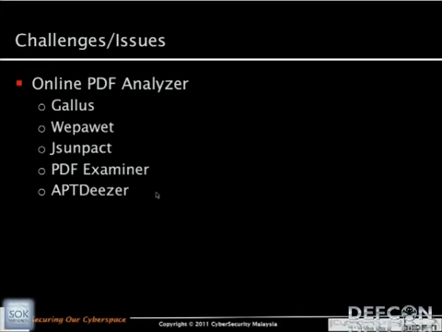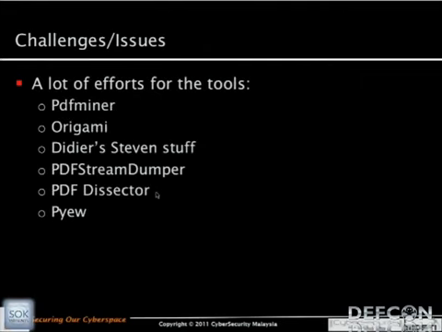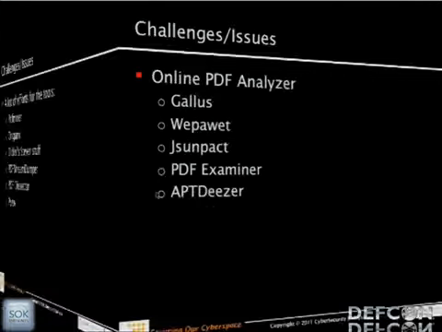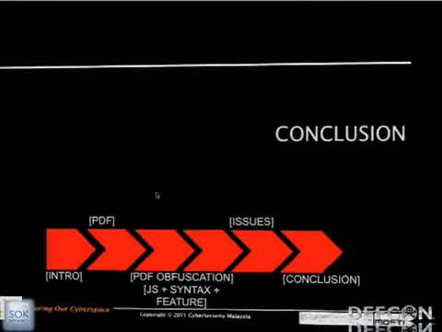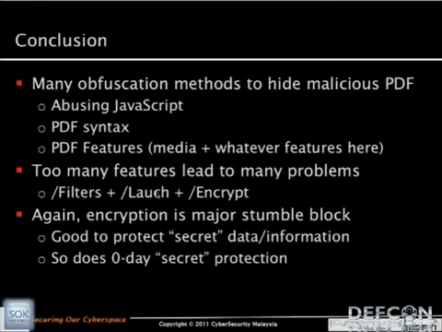The one that we built is called Galus. Then I think there are Wepawet, JS Unpack, and PDF Examiner. And the last one is also built by our friend, our previous presenter, a PDF analyzer called APT User. So still, all these applications that have been built are not 100% comparable with how the PDF reader application works. So it's very tricky.